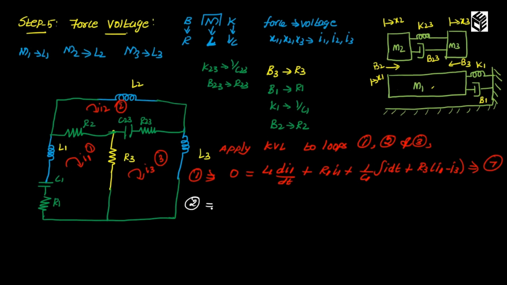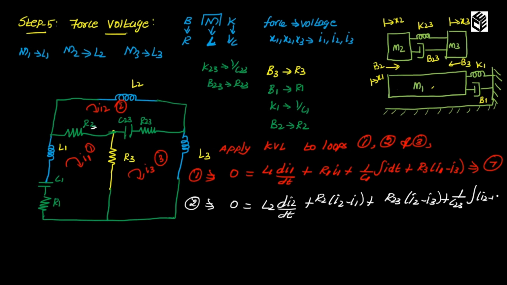Now to loop 2, what is my answer? 0 is equal to L2 into dI2 by dt plus, R2 is common to 1 and 2, so R2 into (I2 minus I1), plus C23 and R23 are common to 2 and 3, so R23 into (I2 minus I3) plus 1 by C23 into integral of (I2 minus I3) dt. Taking this as equation number 8.